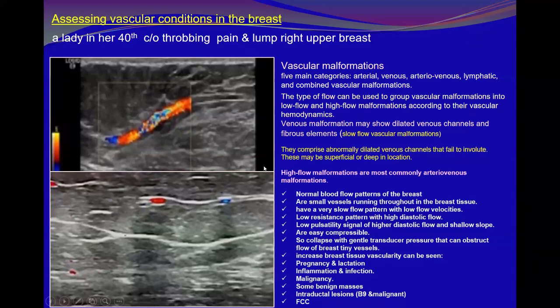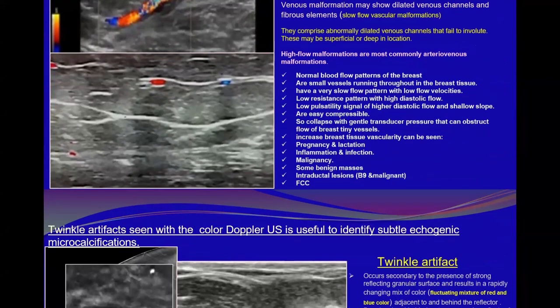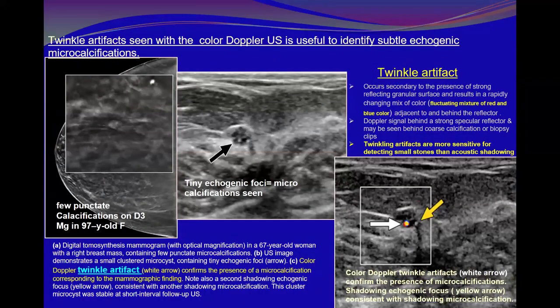Okay. The increased vascularity, as we mentioned, occurs in malignancy, pregnancy, inflammation, infections. Some benign lesions, less likely, such as a few fibroadenomas, can be hypervascular, but the most common benign hypervascular lesion is papilloma. Okay, and other intraductal lesions, and fibrocystic disease or fibrocystic changes. Okay, so also Doppler can be used to evaluate for subtle echogenic microcalcifications.